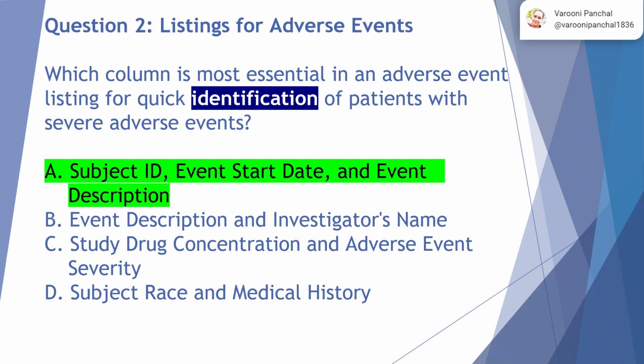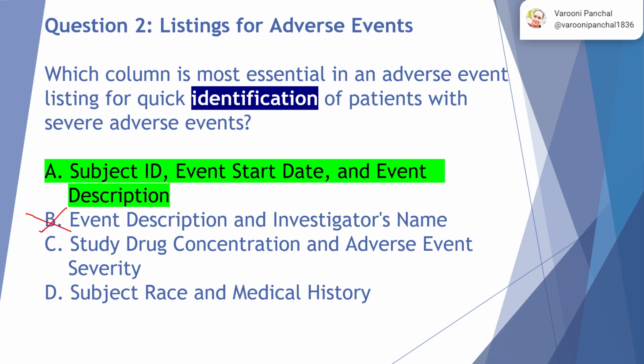Question 2. Listings for adverse events. Which column is most essential in an adverse event listing for quick identification of patients with severe adverse events? Option B, event description and investigator's name. Now, event description and investigator's name can be the same for more than 2 records. Hence, this is not the right answer.